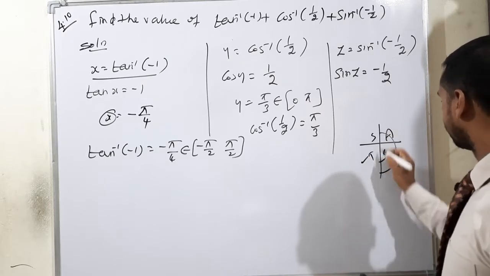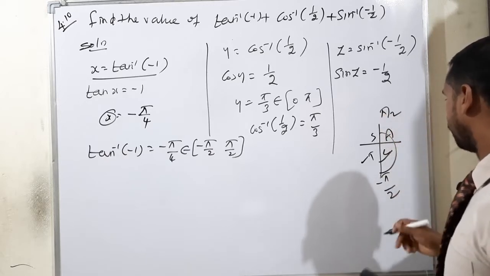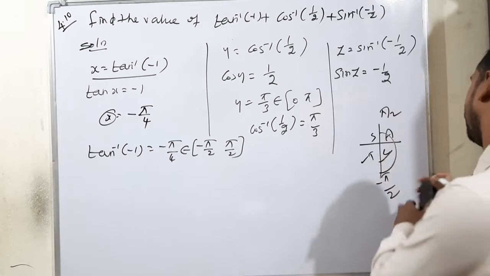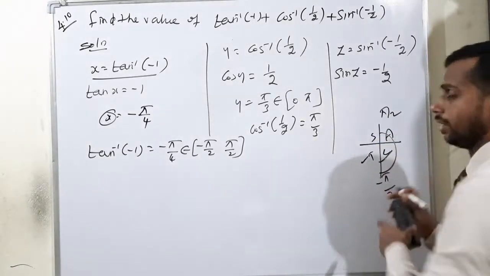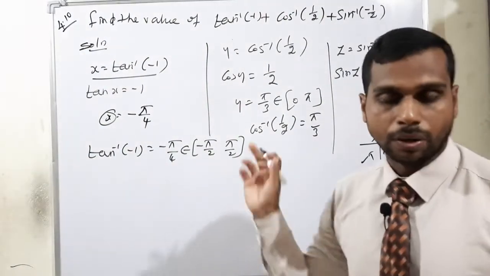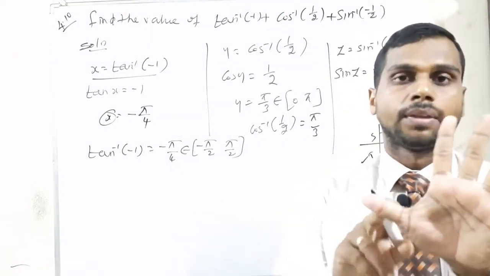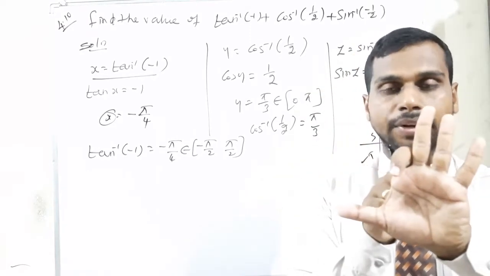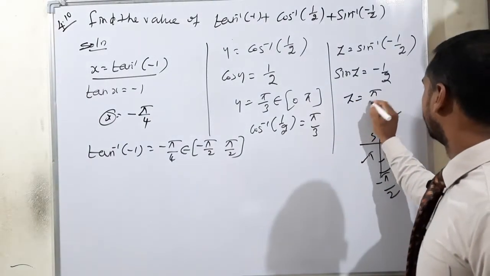The range of sin is negative pi by 2 to positive pi by 2. According to the cyclic form, it lies in the fourth quadrant, where only cos is positive, but we have sin. So first you have to check the value for 1 by 2. For sin, we check the thumb side, which means you fold the index finger. Index finger means this is pi by 6, isn't it? Therefore z is equal to pi by 6.